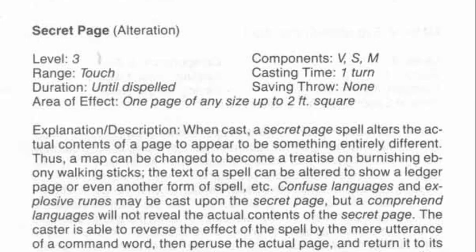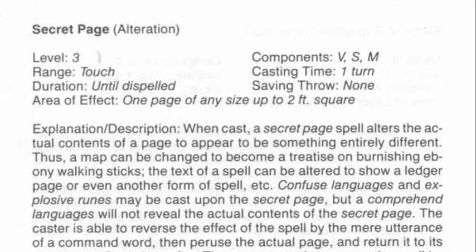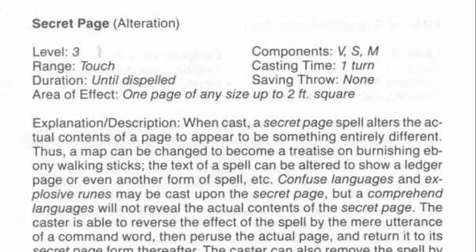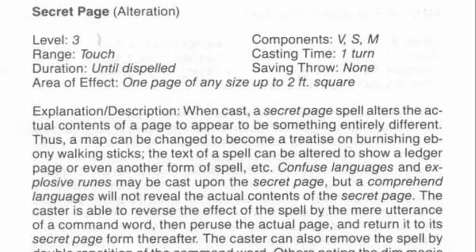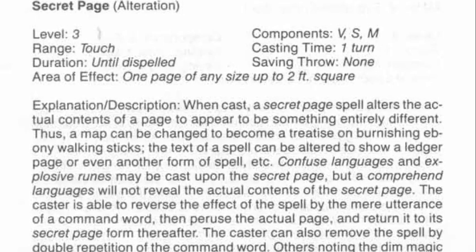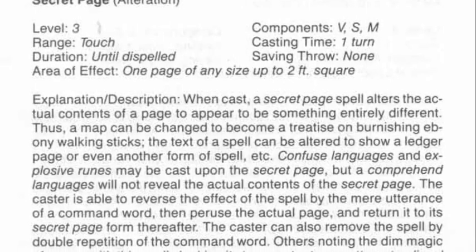Secret Page has a range of touch. Its duration is until dispelled, so presumably permanent until the magic user wills it to stop. The casting time is 1 turn, and the area of effect is 1 page of any size up to 2 feet square. When cast, a Secret Page spell alters the actual contents of a page to appear to be something entirely different. Thus, a map can be changed to become a treatise on burnishing ebony walking sticks. The text of a spell can be altered to show a ledger page or even another form of spell, etc.